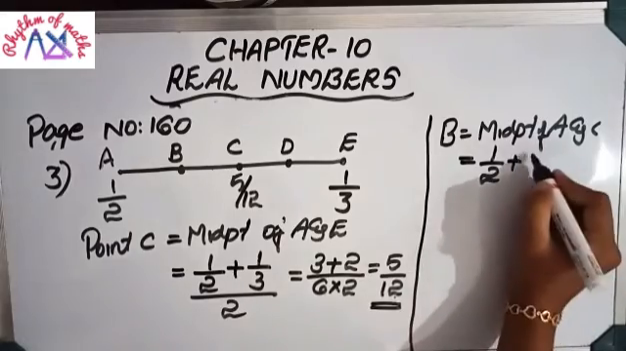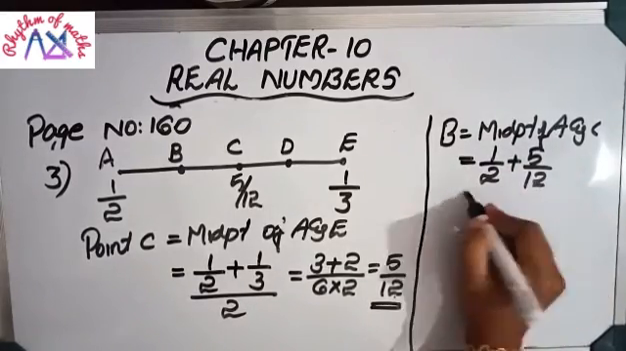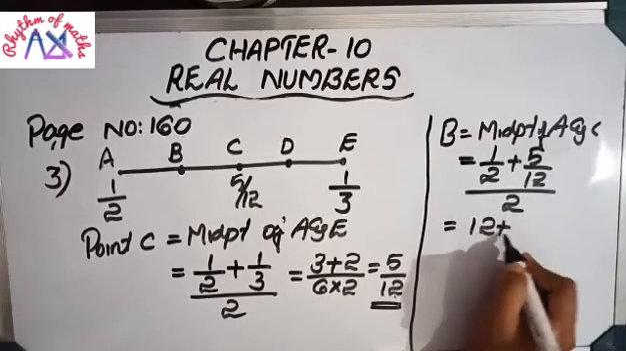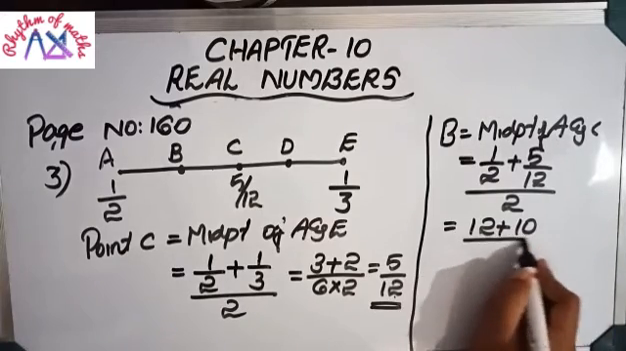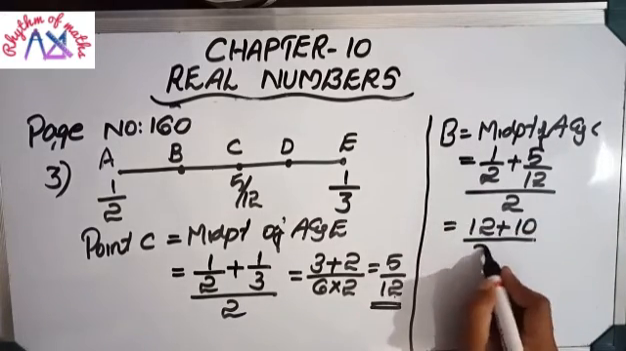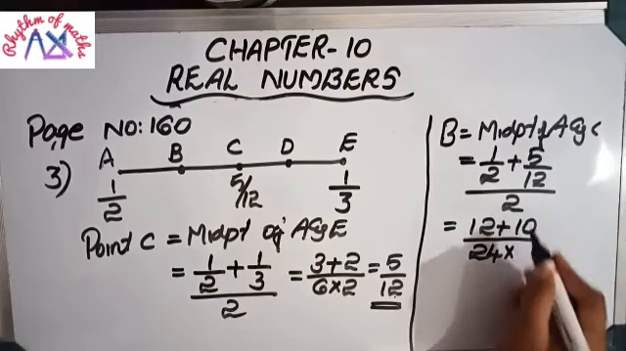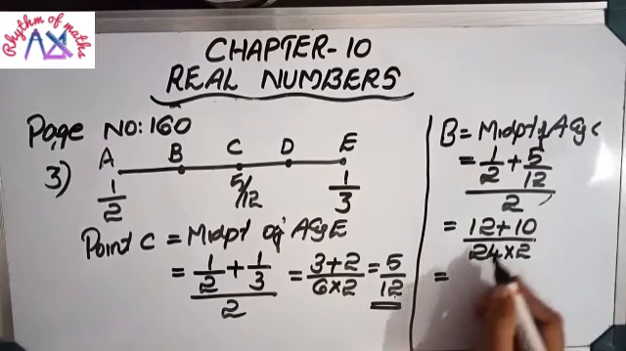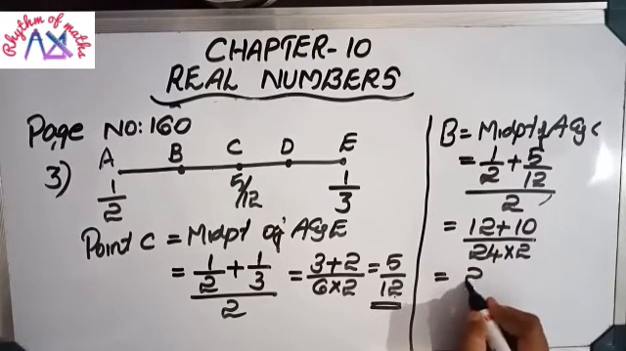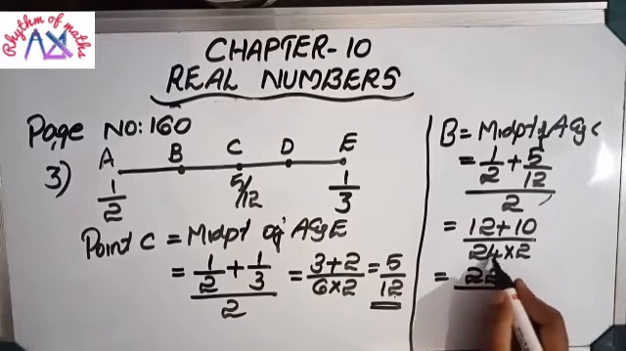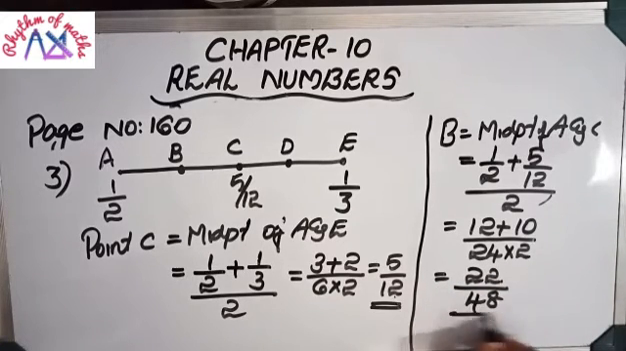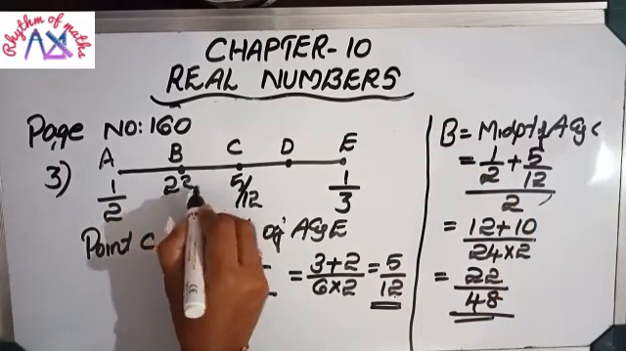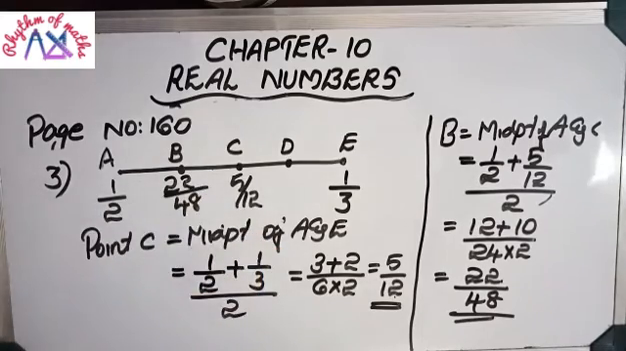Here we got the answer. So 5 by 12 whole divided by 2. That is 1 into 12, 12 plus 5 twos are 10, divided by 12 into 2. 12 into 2 is 24. 24 into this 2. Okay, take this 2 to the next denominator. So here the answer will be 12 plus 10 is 22. So 22 by 24 into 2, the answer is 48. So 22 by 48 is the point B. So we got the B point also.